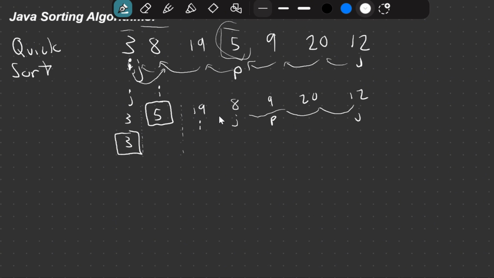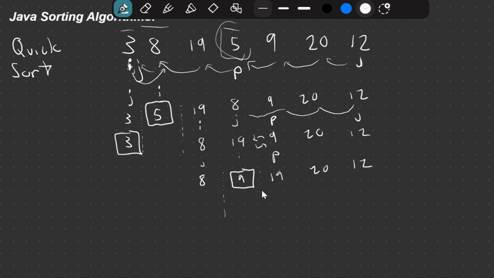Now in this case where I is still to the left of J, what we're actually going to do, instead of swapping with the pivot, we're going to swap between these two variables here. So we're just going to swap where I and J are. And now J will be here, I will be here, and P is still there. And now what we're going to do is swap P with I. So these two are going to swap locations and it'll become 8, 9, 19, 20, 12. And now the pivot is locked in.